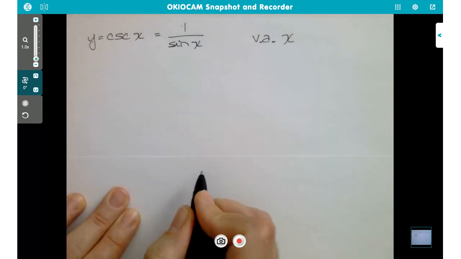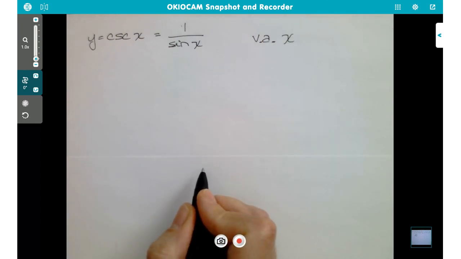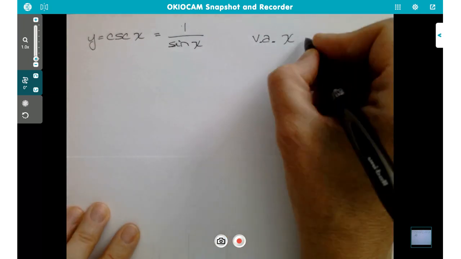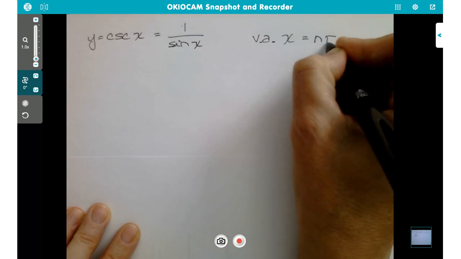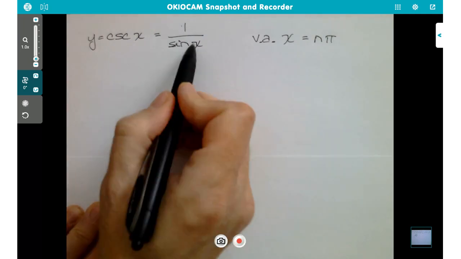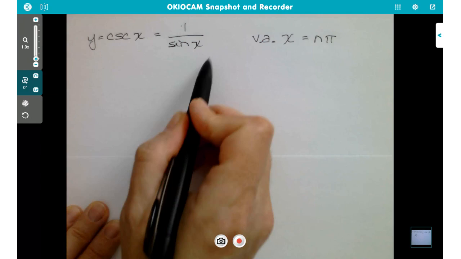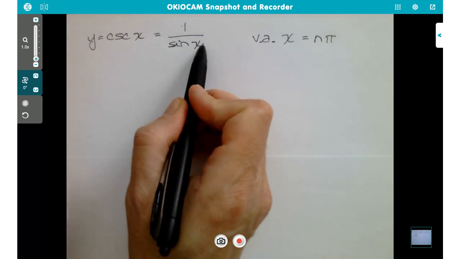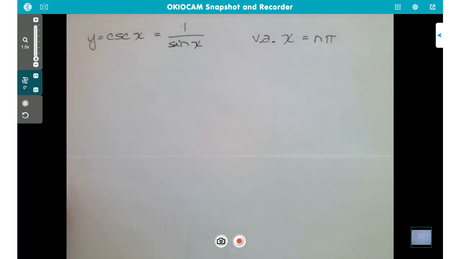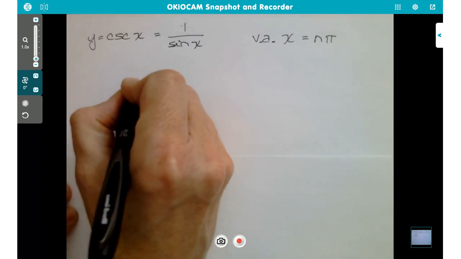And that happens, let's see, sine of 0 is 0, sine of pi is 0, sine of 2 pi is 0, sine of negative pi is 0. Any whole number multiple of pi will make the denominator 0, which gives us a vertical asymptote on the graph. Okay, so I've got some asymptotes coming.